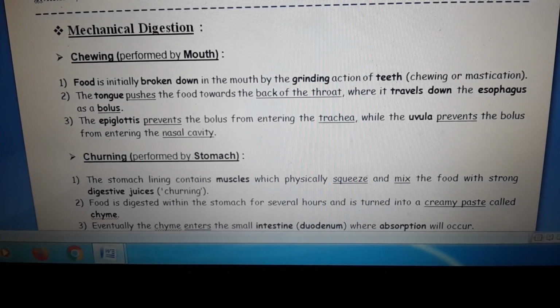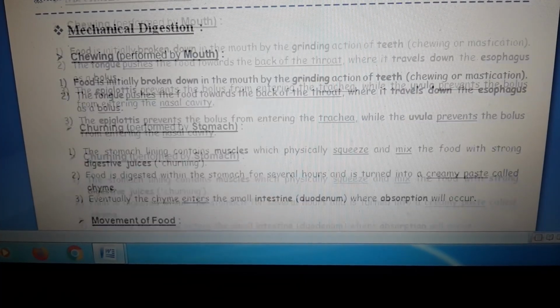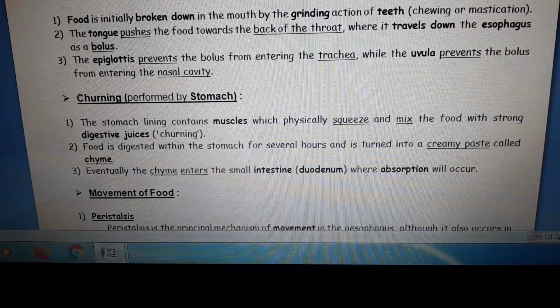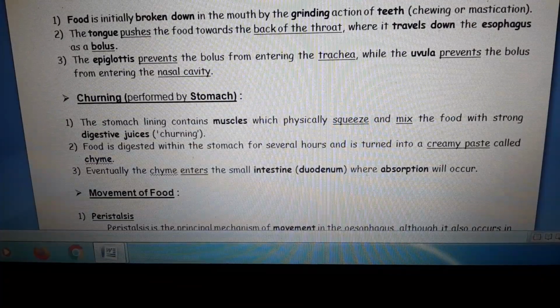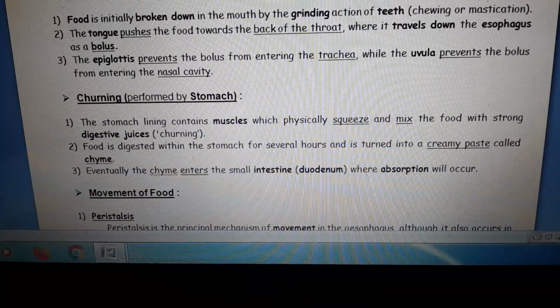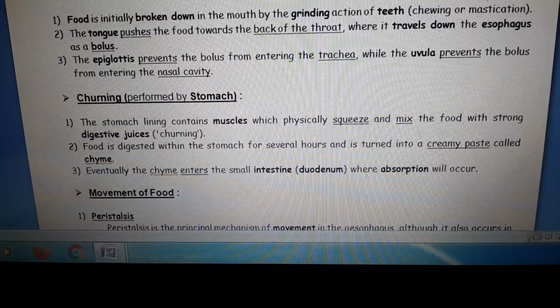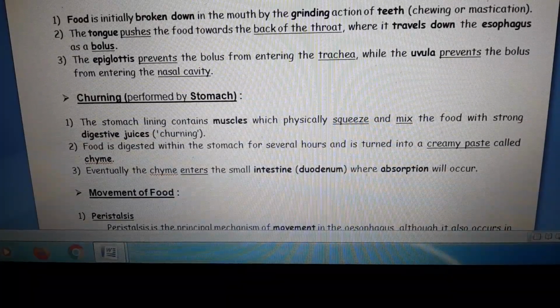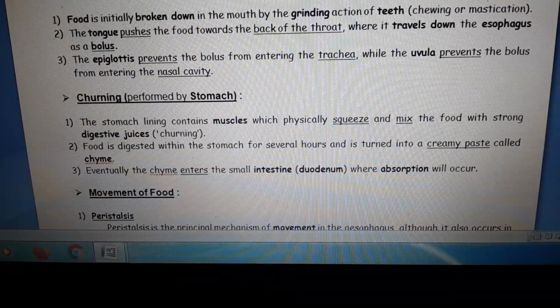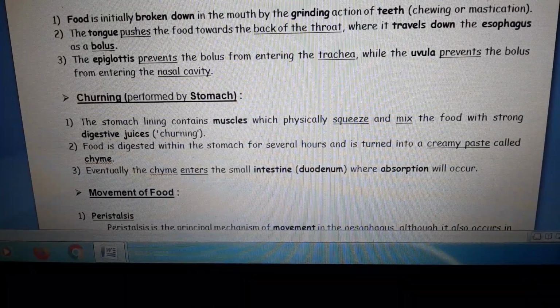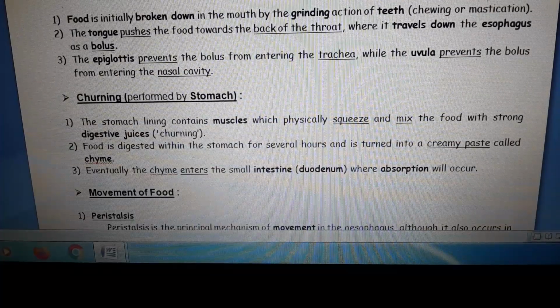The next process is churning, and it occurs in the stomach. When the food travels along the esophagus and enters the stomach, the stomach lining muscles start squeezing and mixing the food with the different digestive juices secreted by the stomach. The food is digested within the stomach for several hours and ultimately turns into a creamy paste called chyme, and then the chyme enters the first part of the intestine, that is the duodenum.